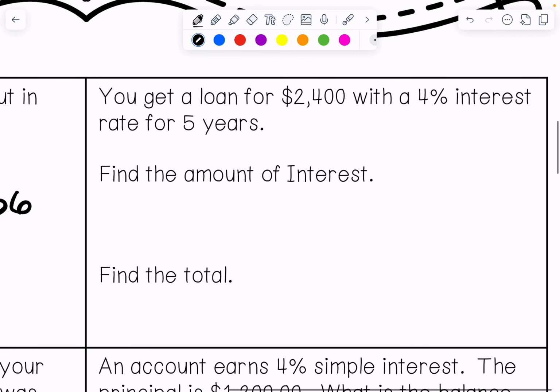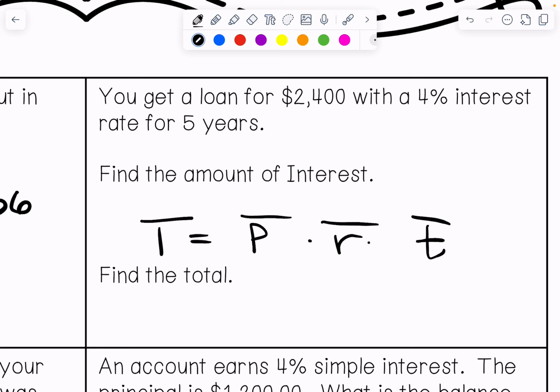Let's look at another example. You get a loan for $2,400 with a 4% interest rate for 5 years. I'm going to start with my formula, I equals PRT. I know my principal, I'm getting a loan for $2,400, so that's going to be my principal. My rate is 4%, but I would need to write that as a decimal, and my time is 5 years. So I'm going to go ahead and multiply these all together.